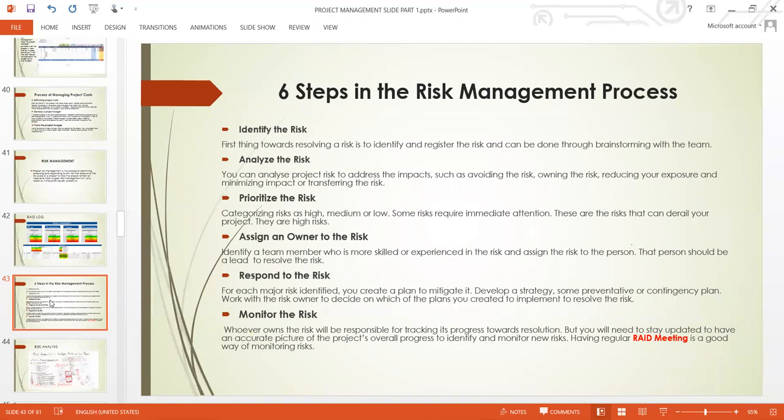Then another thing is when you have identified, you need to prioritize the risk, categorize the risk as high, medium, or low. Some risks require immediate attention, just like I showed in the red log. They are the risks that can derail your project. They are high risk, so you need to tackle them swiftly.